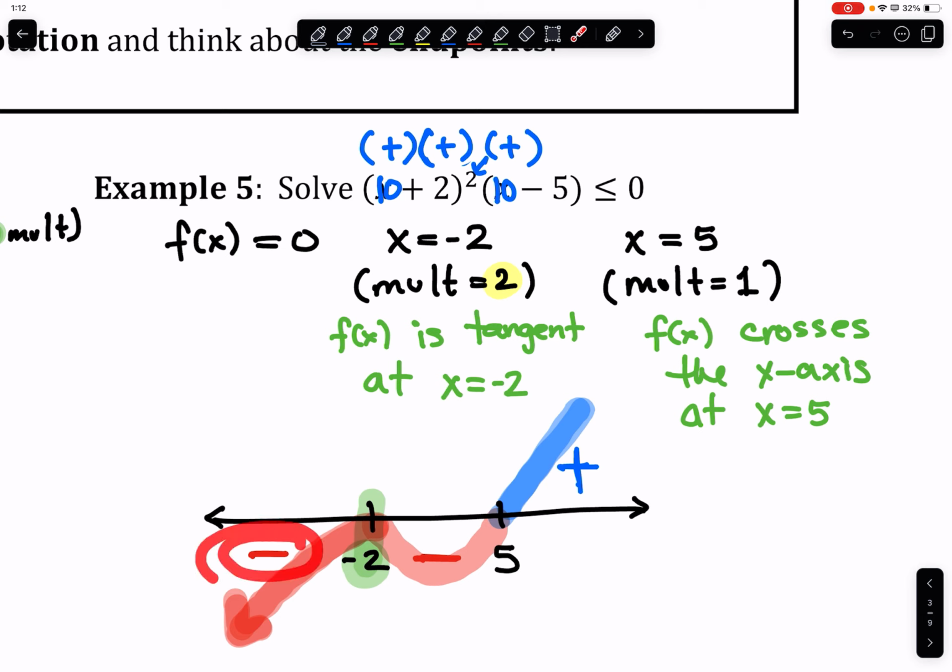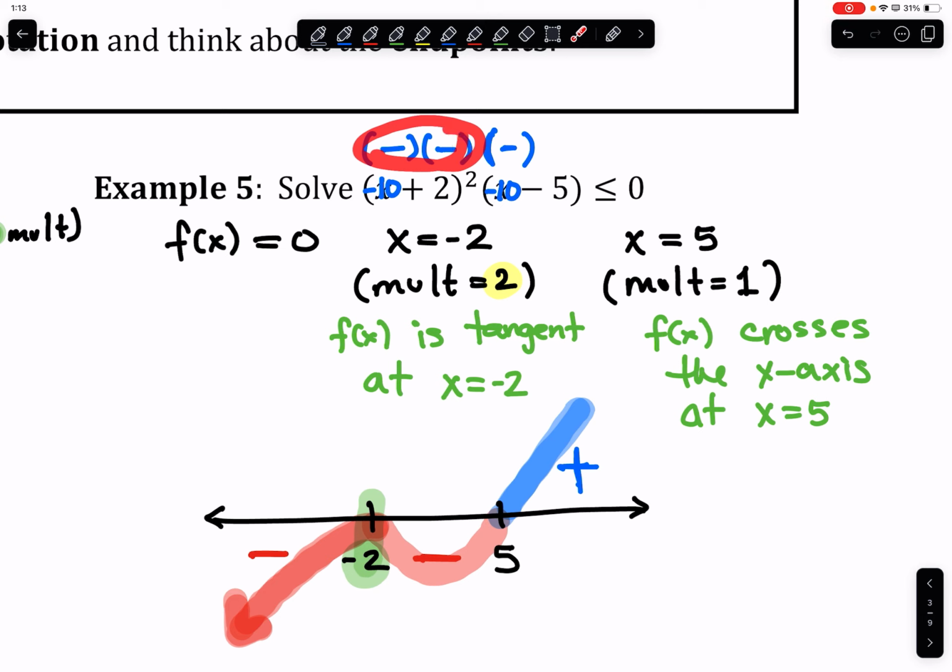Now to verify that this is going to be negative, using again this technique and substituting in values, let's plug in now a number that is less than negative 2. Let's plug in negative 10. Now, negative 10 plus 2 is equal to negative 8, so that's going to be a negative number. But again, there's going to be two of those. And negative 10 minus 5 is also a negative number. So don't forget again, the multiplicity tells you how many negatives you have right there. So don't forget about that, okay?